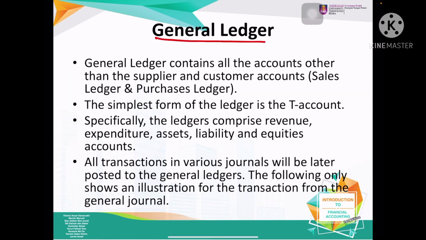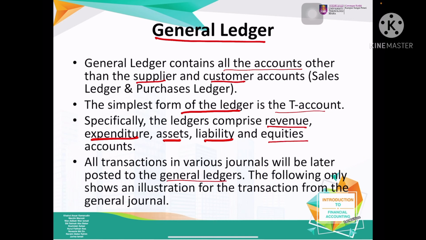Next, the third one is the general ledger. What is the general ledger? It contains all the accounts other than supplier and customer. So the first is customer, the second is supplier, and the third will be all other accounts. The simplest form of a ledger is the T account. Specifically, the ledgers comprise revenue, expenditure, assets, liabilities, and equity. All transactions in the various journals will later be posted to the general ledger.